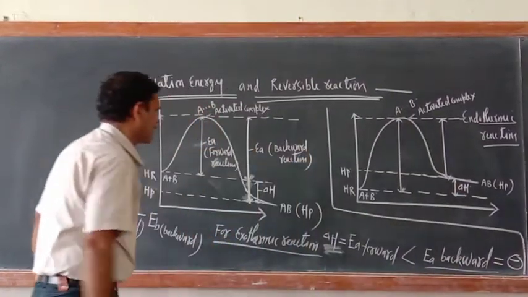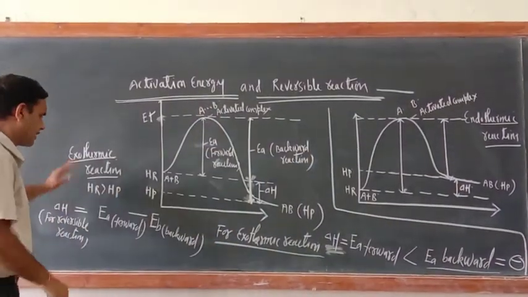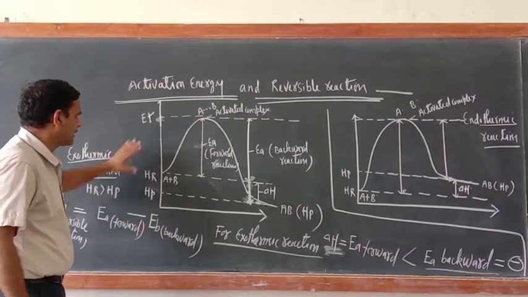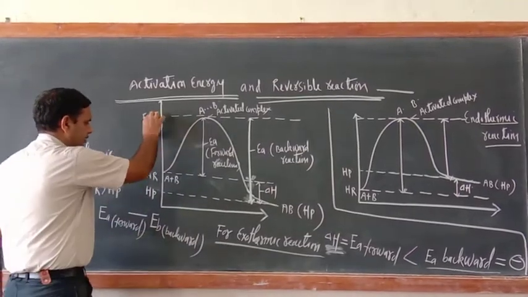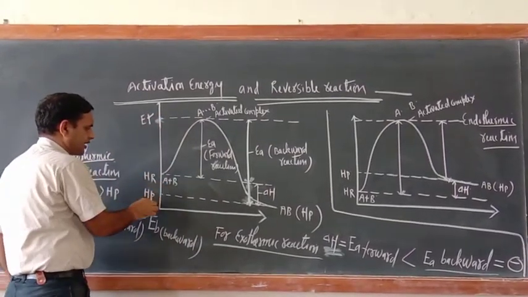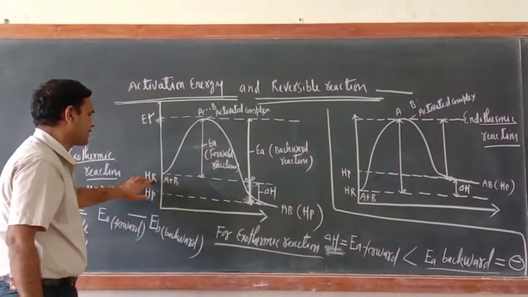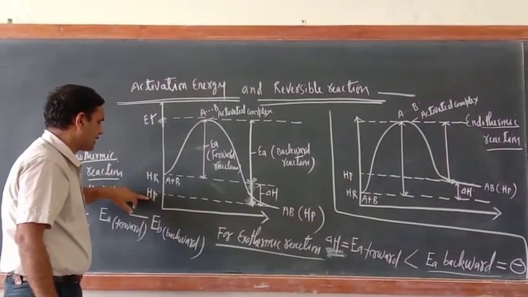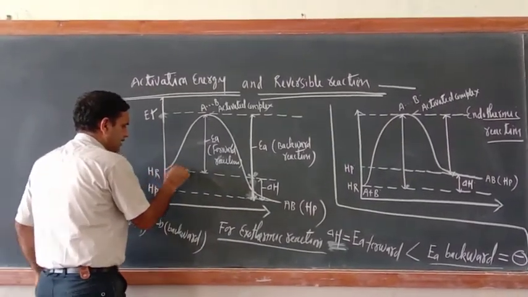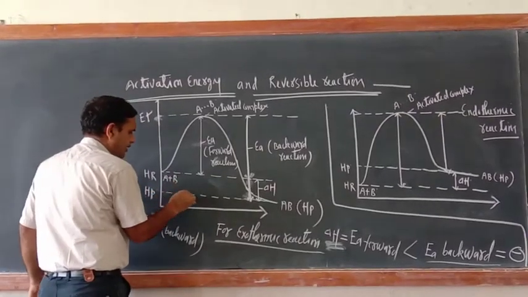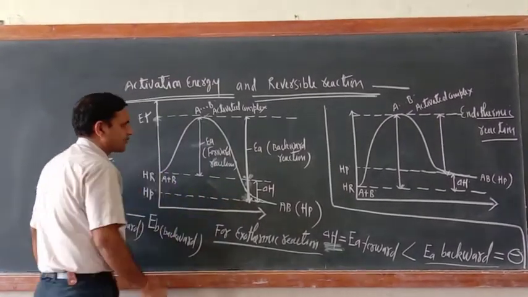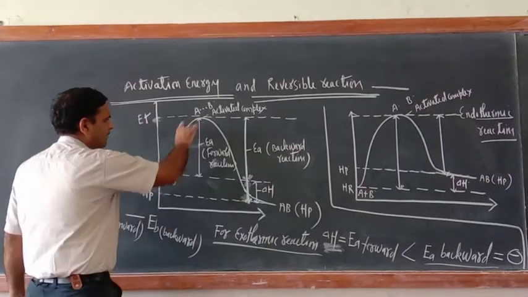Just see. Try to understand here. For an exothermic reaction, this is the graph. Here is the threshold energy, here the reactant energy. You know, for an exothermic reaction, reactant energy is more than that of the product. That is why this graph is there. For the product, this graph is there. Now try to understand. The graph is like that only.